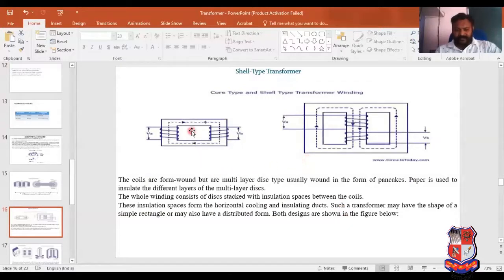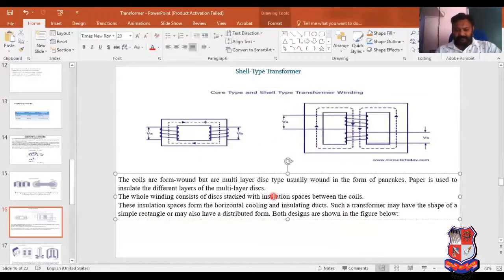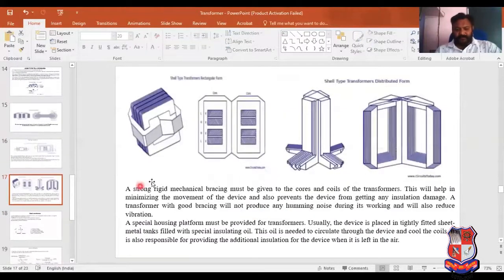This is your core type, this is your shell type. In that you can say two limbs are there. Windings are placed in two limbs.